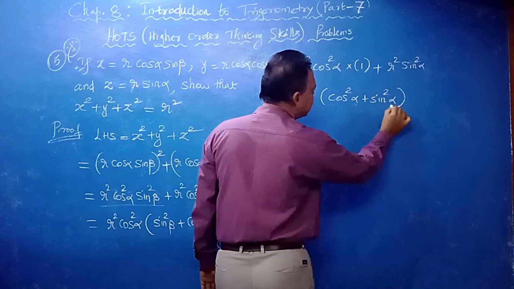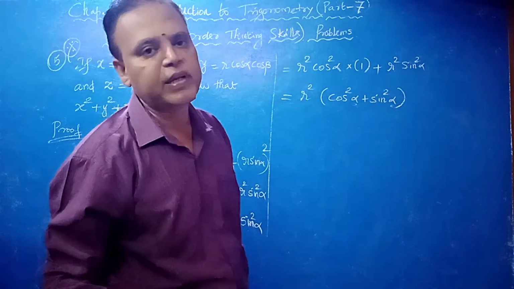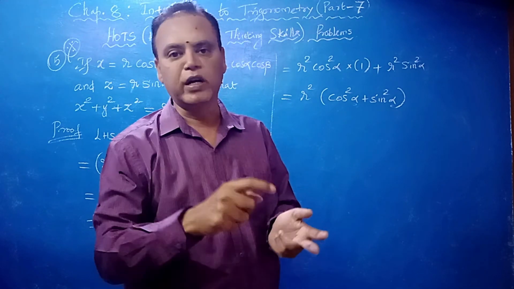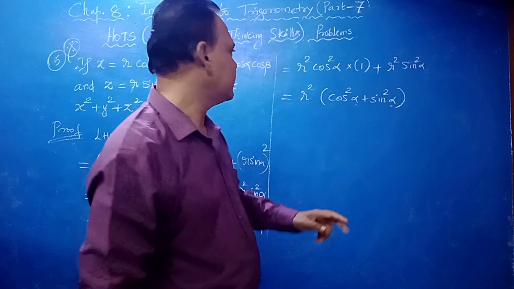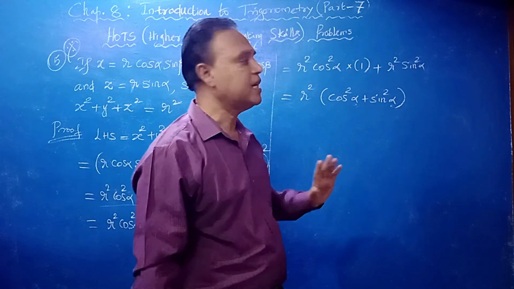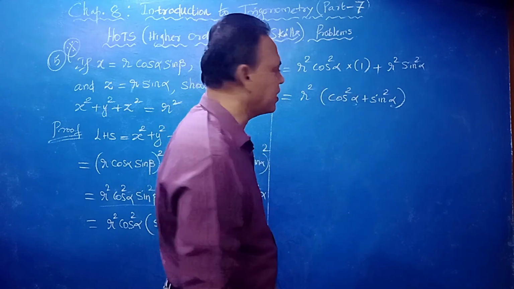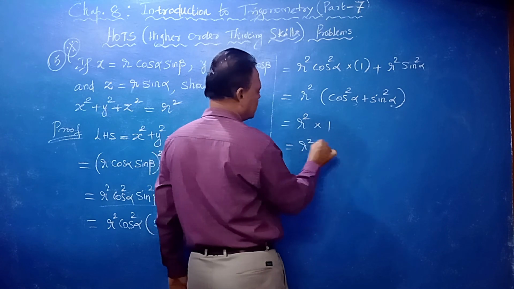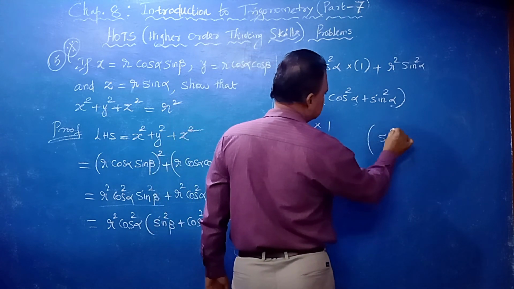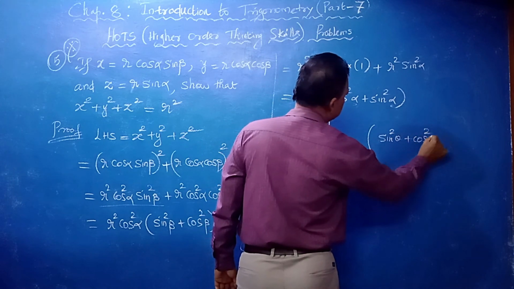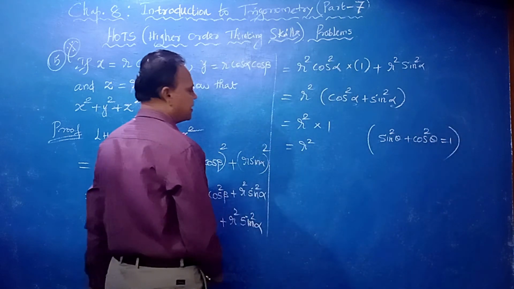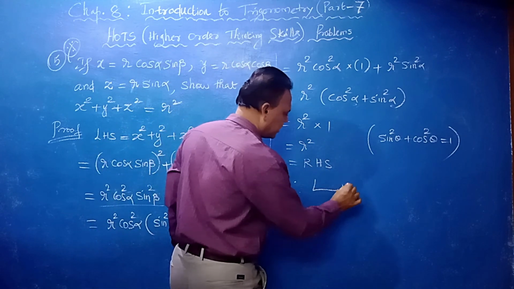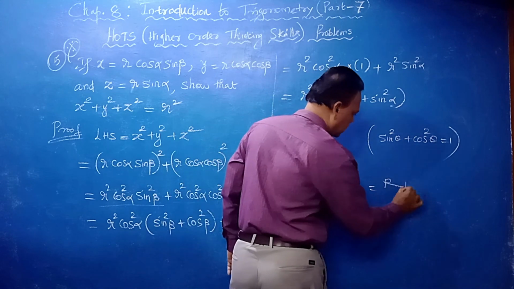You see, the angle should be the same. Then only you can apply the identity, because the identity says sin squared theta plus cos squared theta equals 1. Angle will be the same. Understand? Here angle alpha is the same. That's why sin squared theta plus cos squared theta is 1. That is equal to r squared into 1, that is r squared. We know that sin squared theta plus cos squared theta equals 1. Remember this identity. That is the right hand side. Therefore, LHS equals RHS.